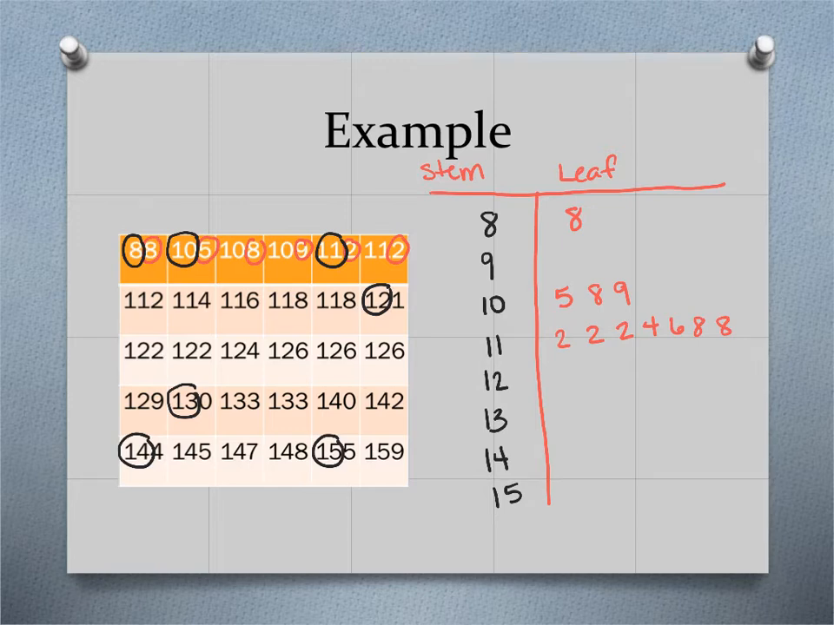In the 12s, we have 121, 122, 122, 124, 126, 126, 126, and 129. In the 13s, we have 130, 133, 133. In the 14s, we have 140, 142, 144, 145, 147, and 148. And in the 15s, we have 155 and 159.